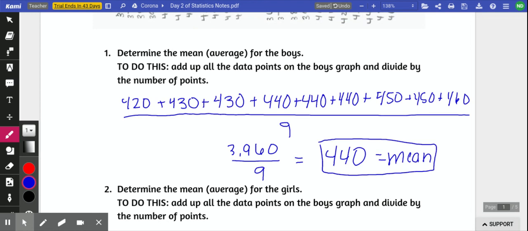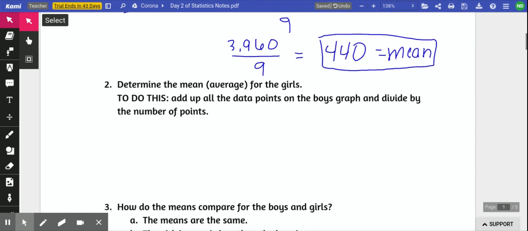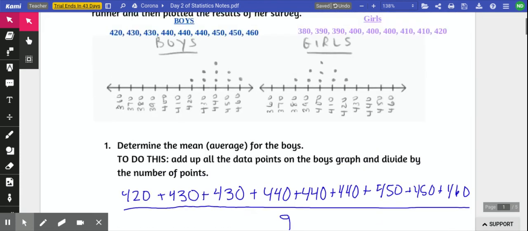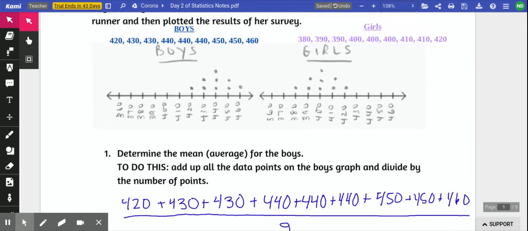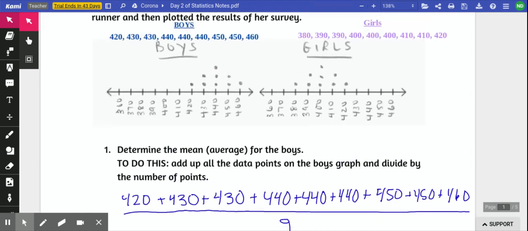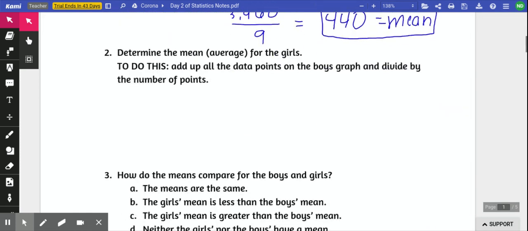Okay, now we want to determine for question 2 the mean average for the girls. So now we're looking at the second dot plot, that says girls on top. So again, each individual dot represents 1 runner. So I wrote all of the values on top of that dot plot that we can refer to. But again, there are a total of 9 dots on that graph, so I know that there were a total of 9 girls running that mile.